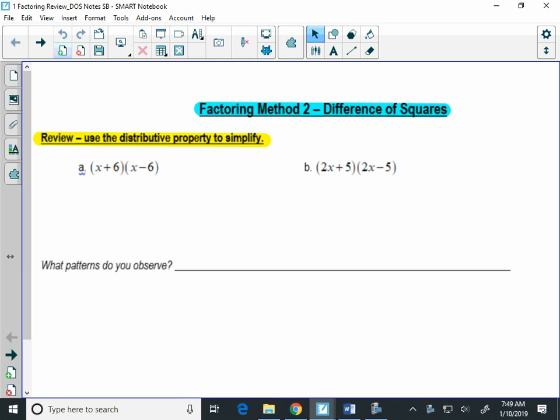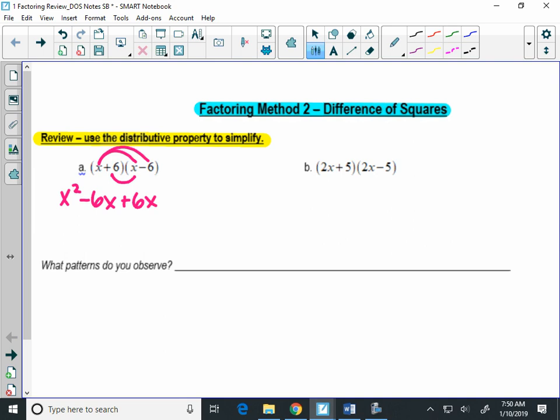Alright, so let's review here. We're going to use the distributive property to simplify x plus 6 times x minus 6. So here I'll have x times x, which is x squared. X times negative 6 is minus 6x. Here I'll have plus 6x. And positive 6 times negative 6 is minus 36. When I combine like terms here, notice I have negative 6x and positive 6x. Negative 6x plus 6x is going to cancel out to be 0. And I'm left with x squared minus 36.